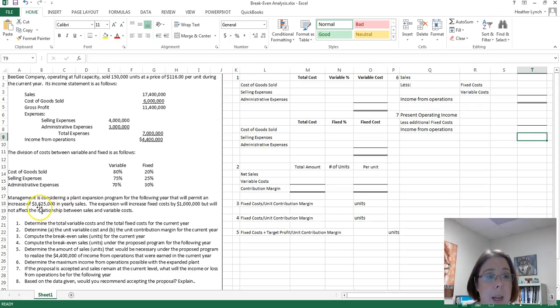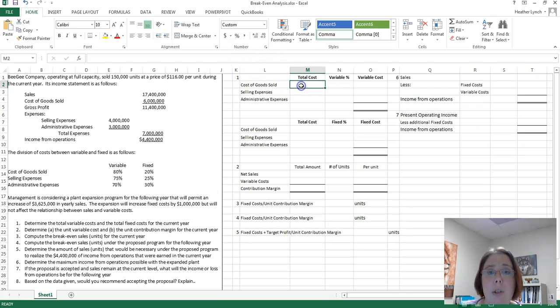It'll increase their sales to $3,625,000 and fixed costs by $1 million. So we're going to go through 7 different calculations and then we're going to decide, is this really worth it? Okay, so the first one is determine the total variable cost and the total fixed cost for the current year.